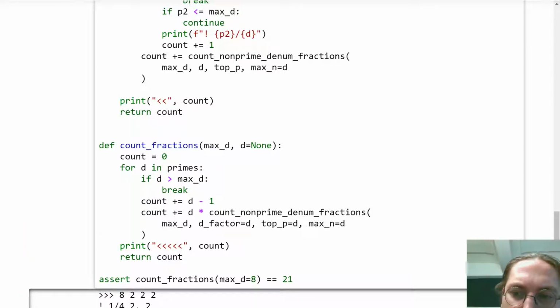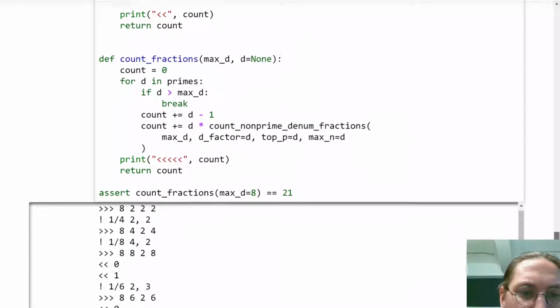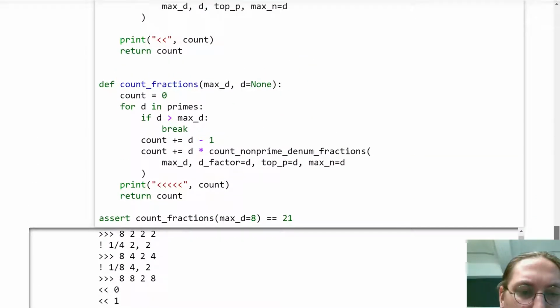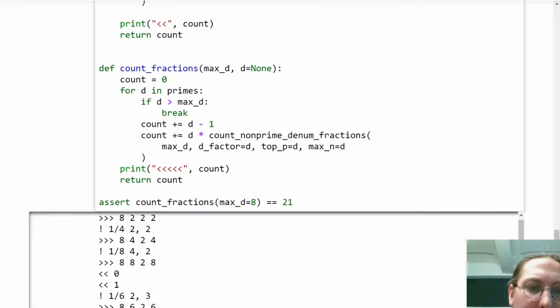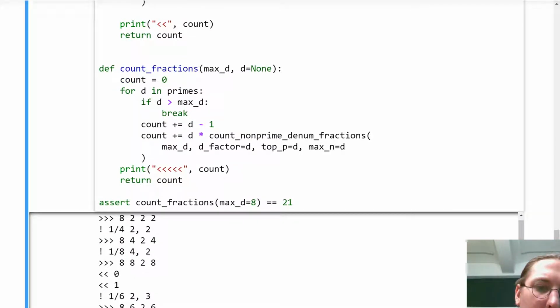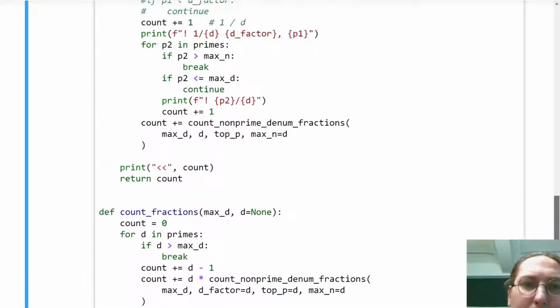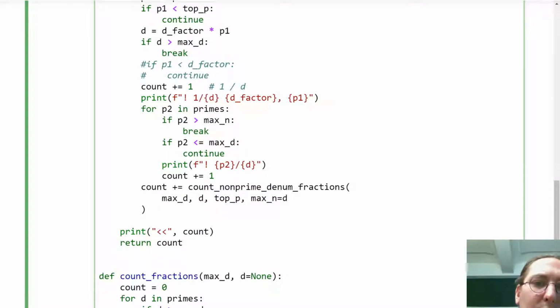Why is he not going over? I'm still missing 1 over 3 over 8. Here. Yeah, but where should it come from? It should come from 3. P2 should, he's skipping P2 equals 3.